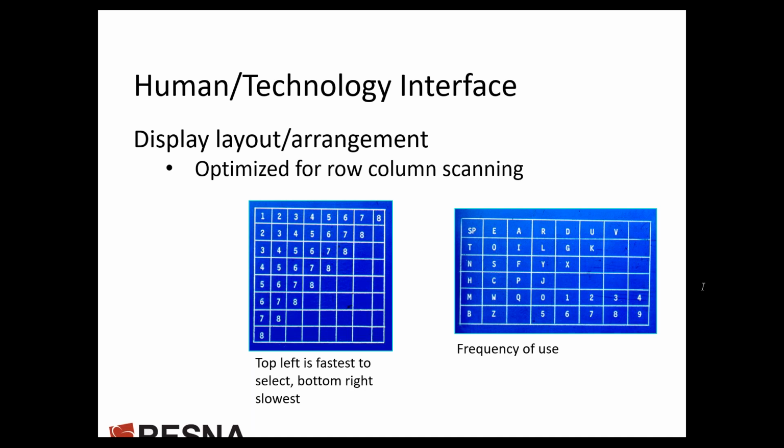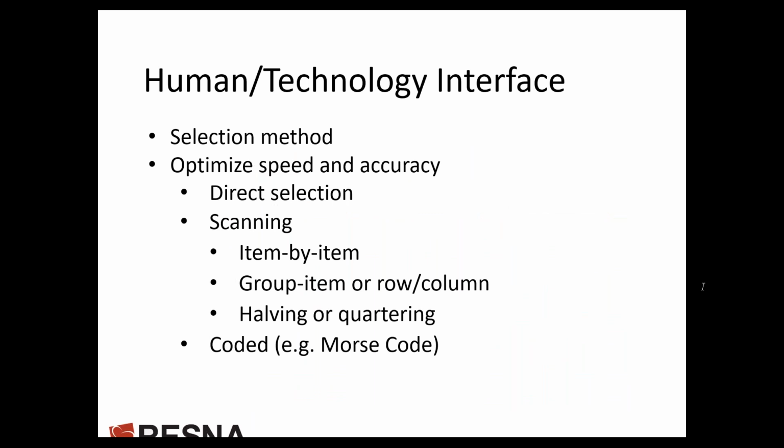Okay, and that's the same as halving and quartering. That's just halves versus quarters, so the same exact concept. And then we move into row column. And then we have coded, like Morse code, which is another one that we can use. We'll talk a little bit more about Morse code when we get to actual computer access.